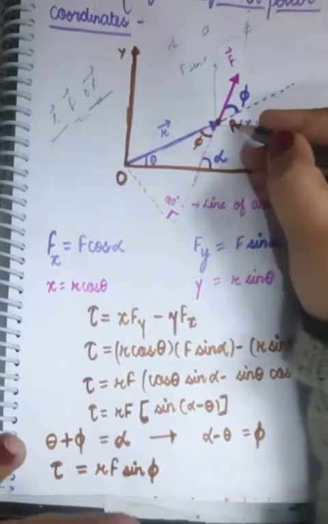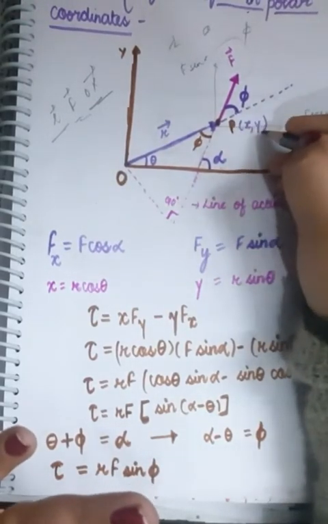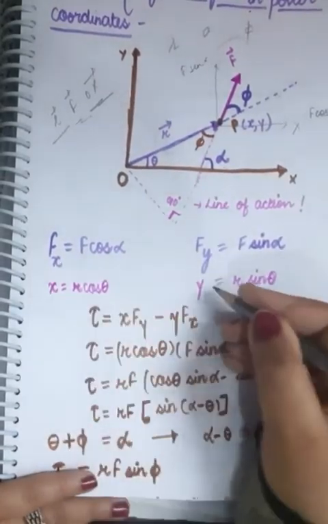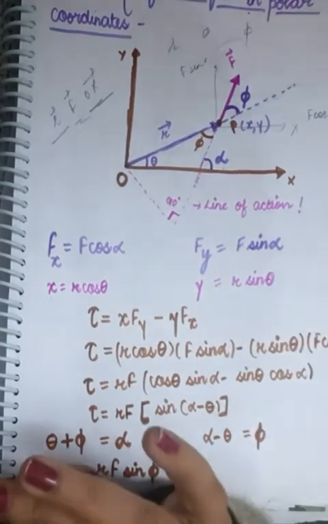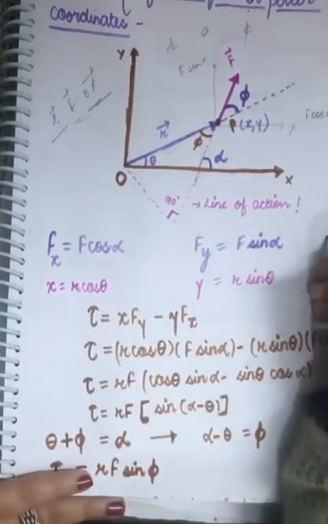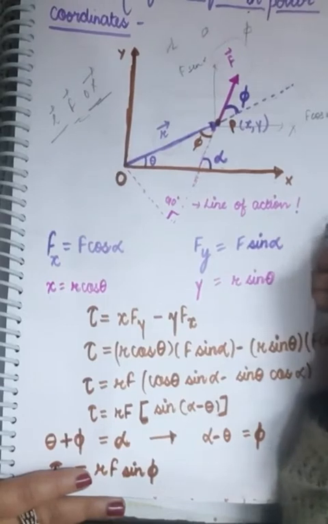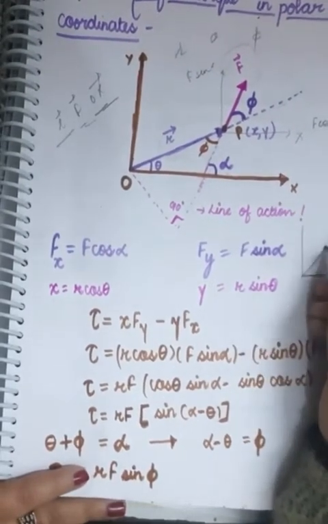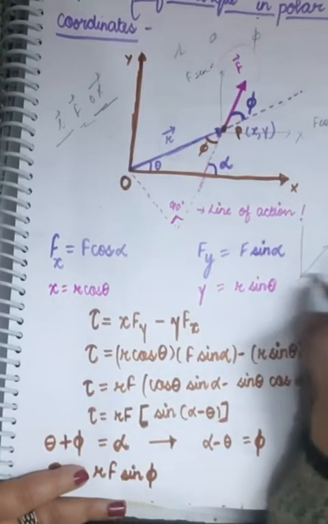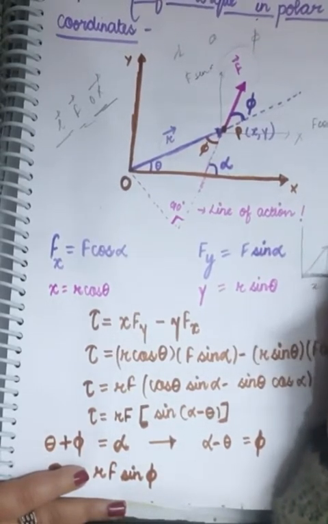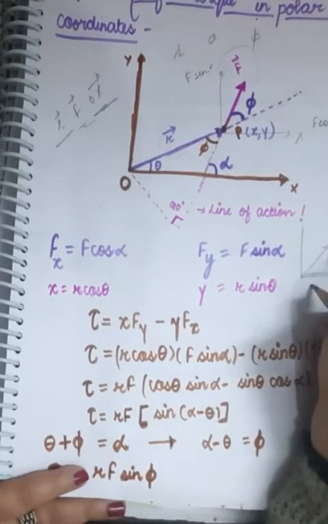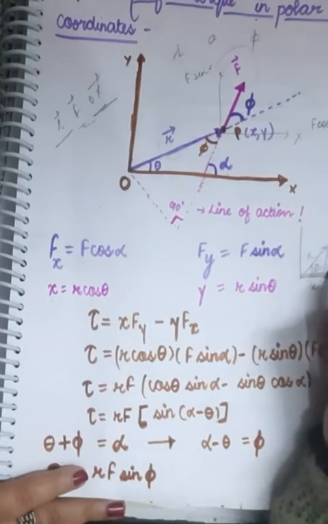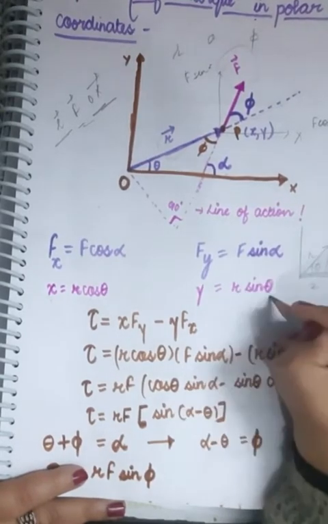In the same way, if point P is written with coordinates x, y, we know that x is equal to r cos theta, y is equal to r sin theta, as explained in the previous derivation. This is the point P, it has coordinates x, y, and this is the origin. So the x coordinate lies here, this is x and this is y, and this is r. X is equal to r cos theta, y is the perpendicular, so it's r sin theta.